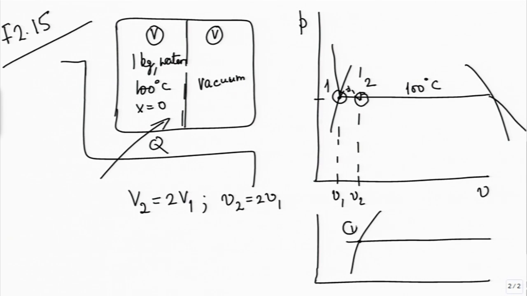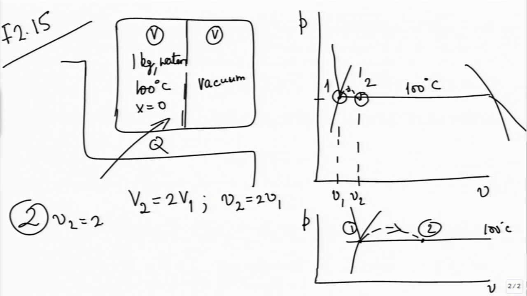If you draw a big enough version of this diagram, this will be state 1, this will be state 2, but what you see here, this line, is the isotherm at 100 degrees C. The actual process can only be shown by means of a dotted line. So, the final state, state 2, is given by V2, which is 2V1, and T2 is 100 degrees C.